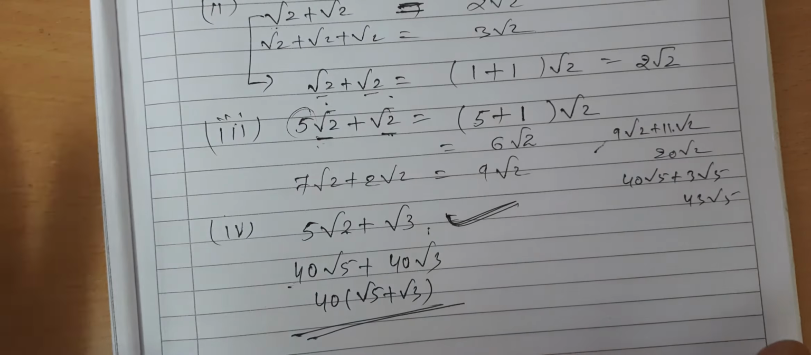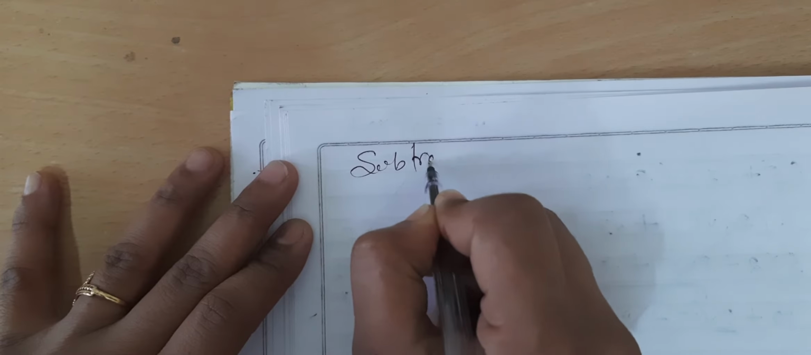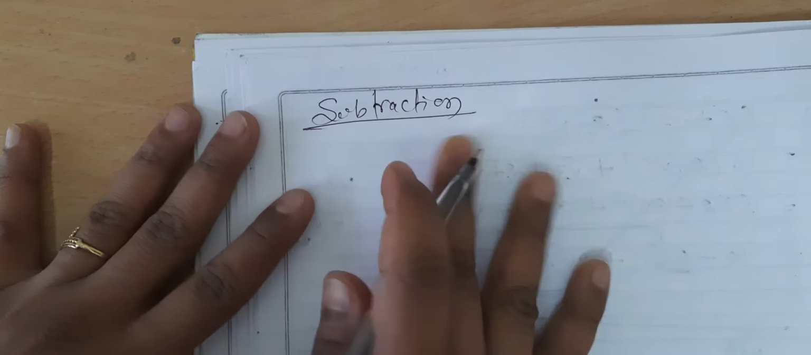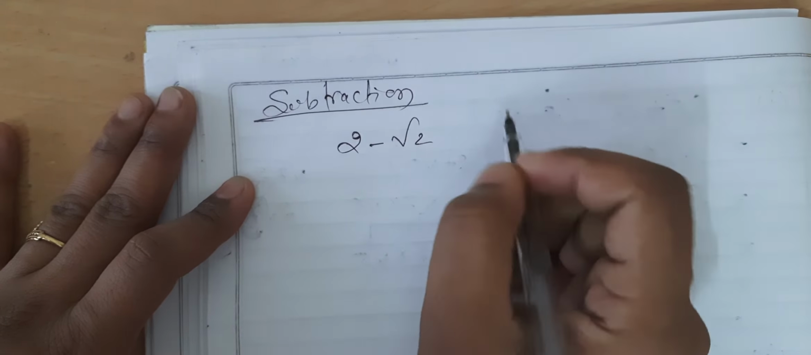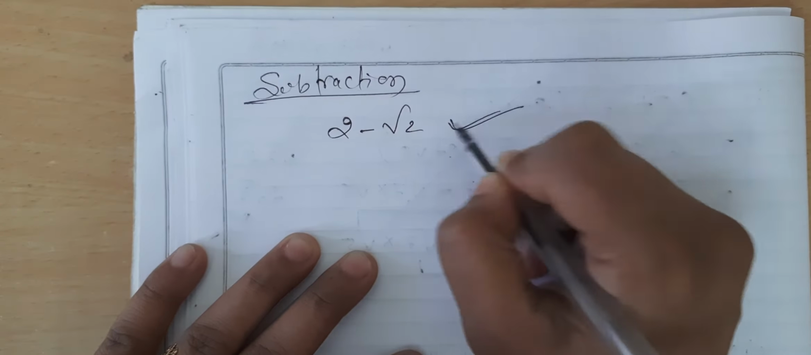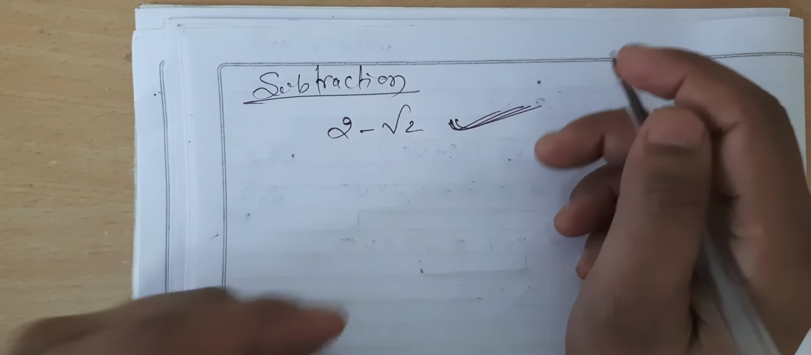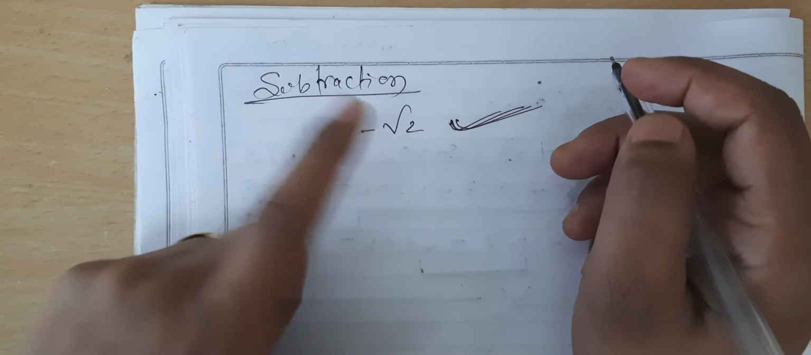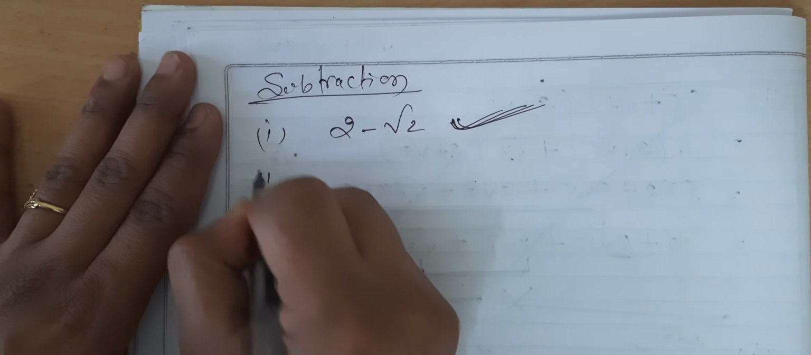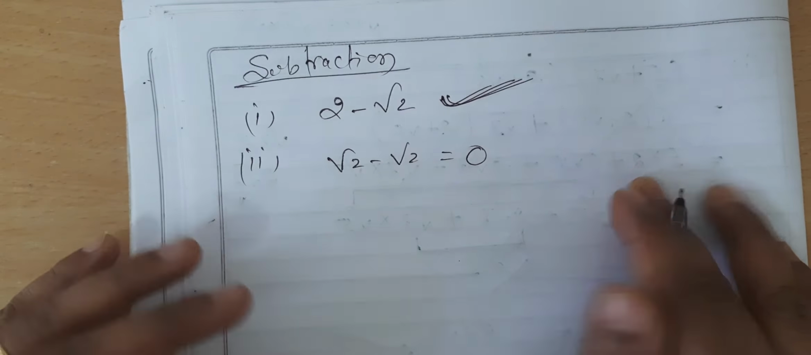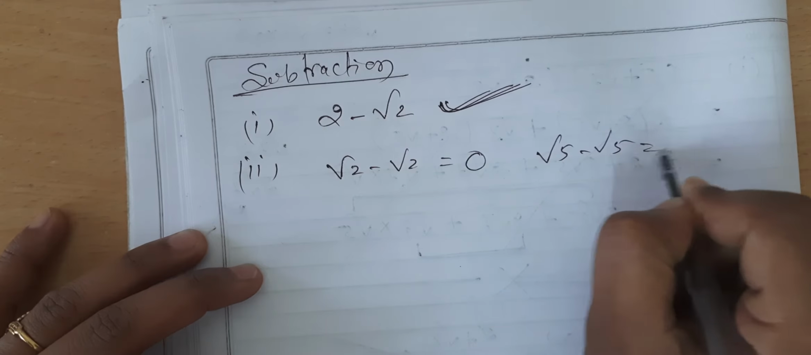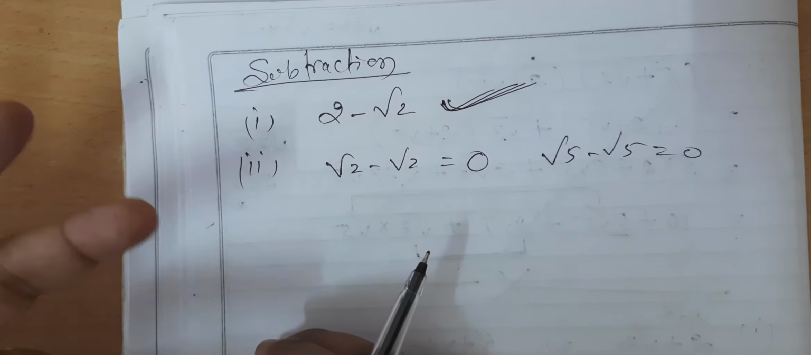Now this is addition. Now how to subtract this type of numbers? In subtraction, if you are given, subtract root 2 from 2, then this will be the only answer, as we have seen earlier, non-terminating, non-repeating. Suppose we have root 2 minus root 2, then of course it will be 0 only. Root 5 minus root 5, 0. Root 7 minus root 7, 0.